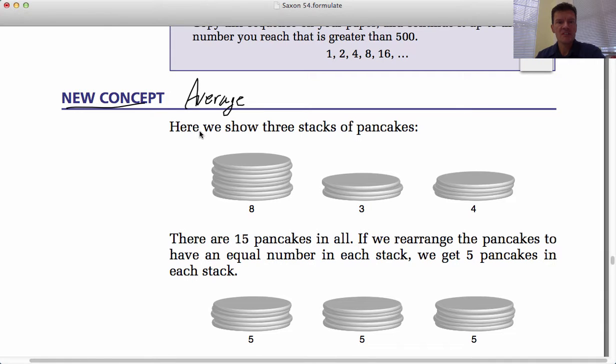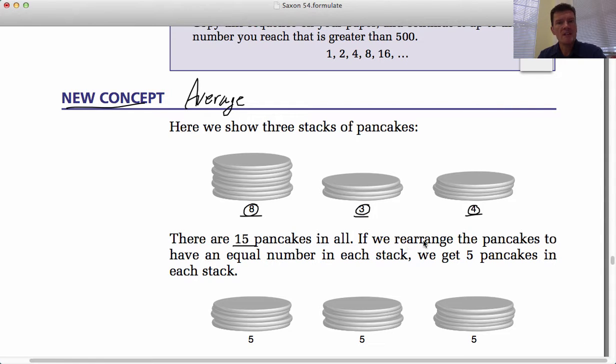Here's an illustration. It says here we show 3 stacks of pancakes. This stack has 8 pancakes in it, this one has 3, and this one has 4 pancakes in its stack. It says there are 15 pancakes in all. If you take 8 plus 3 plus 4, you'll get 15.